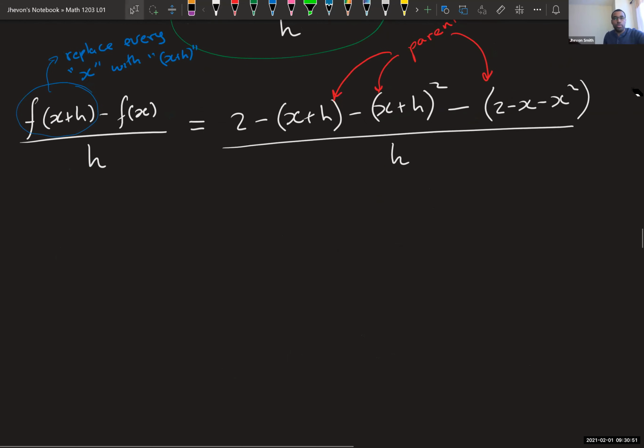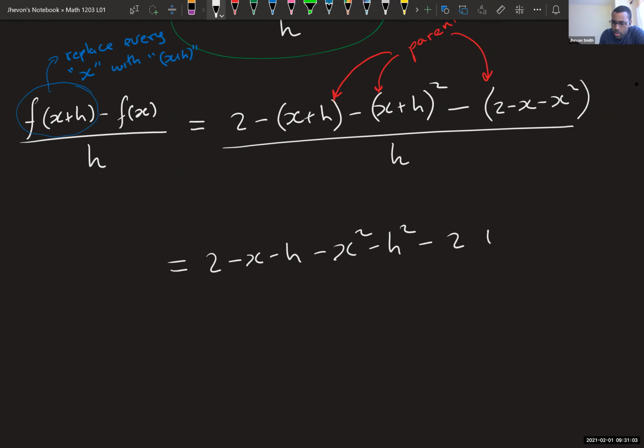Okay, so let's continue. We're going to distribute our signs here. So this is 2 minus x minus h. Okay, so this here, x plus h all squared, that's x squared, h squared, 2 plus x squared. Yeah? Everyone with me? I see some of you nodding, but you shouldn't be nodding. This is incorrect. What happened?